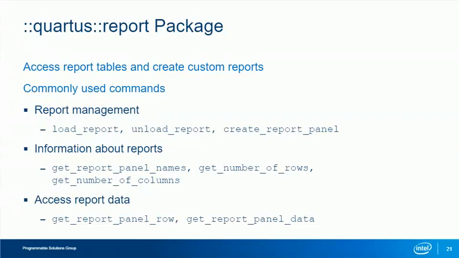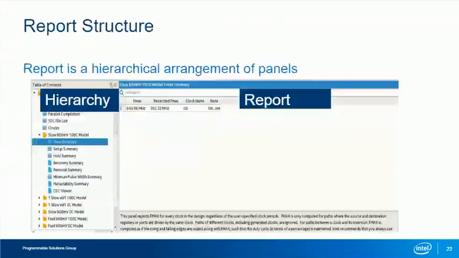The commands listed here are a subset of the commands in the report package. Some commonly used commands for report management are load_report, unload_report, and create_report_panel. To gather information on the reports, use the get_report_panel_names, get_number_of_rows, or get_number_of_columns commands. Most importantly, to access report data, use the get_report_panel_row and get_report_panel_data commands. I'll go over some of these in detail in the upcoming slides.